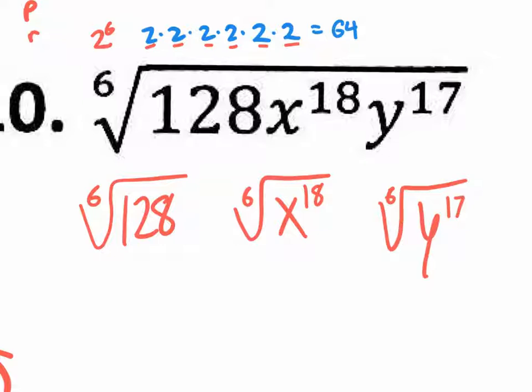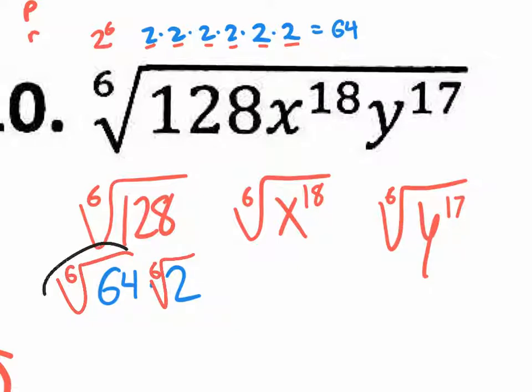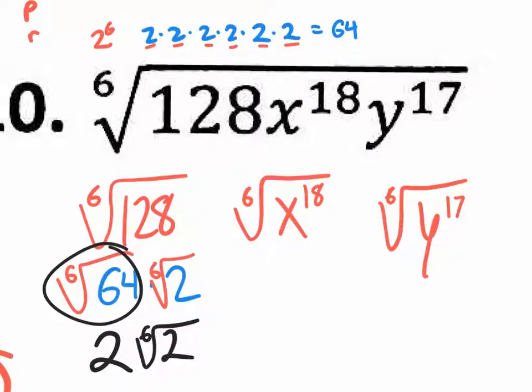Now, I wanted it to give me this, but it gave me 64. But notice that 64 times 1 more 2 will be 128. So what I'm going to do is I'm going to rewrite 128 as 64 times 2. Now, why do I want this 64 there? Because I could actually do the 6th root of 64. I can't do the 6th root of 2, but I could do the 6th root of 64. That's just the number 2. Okay? And then the 6th root of 2 just simply comes down.